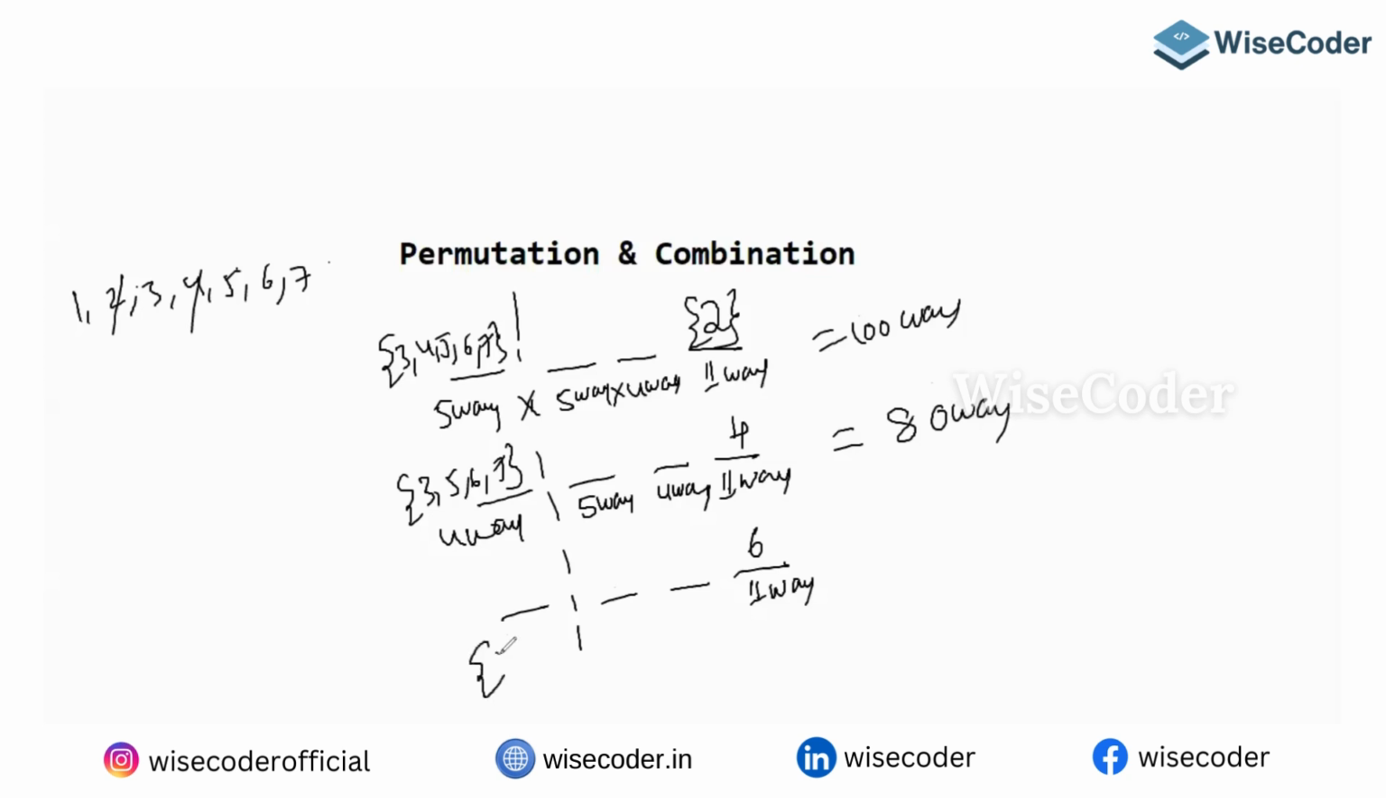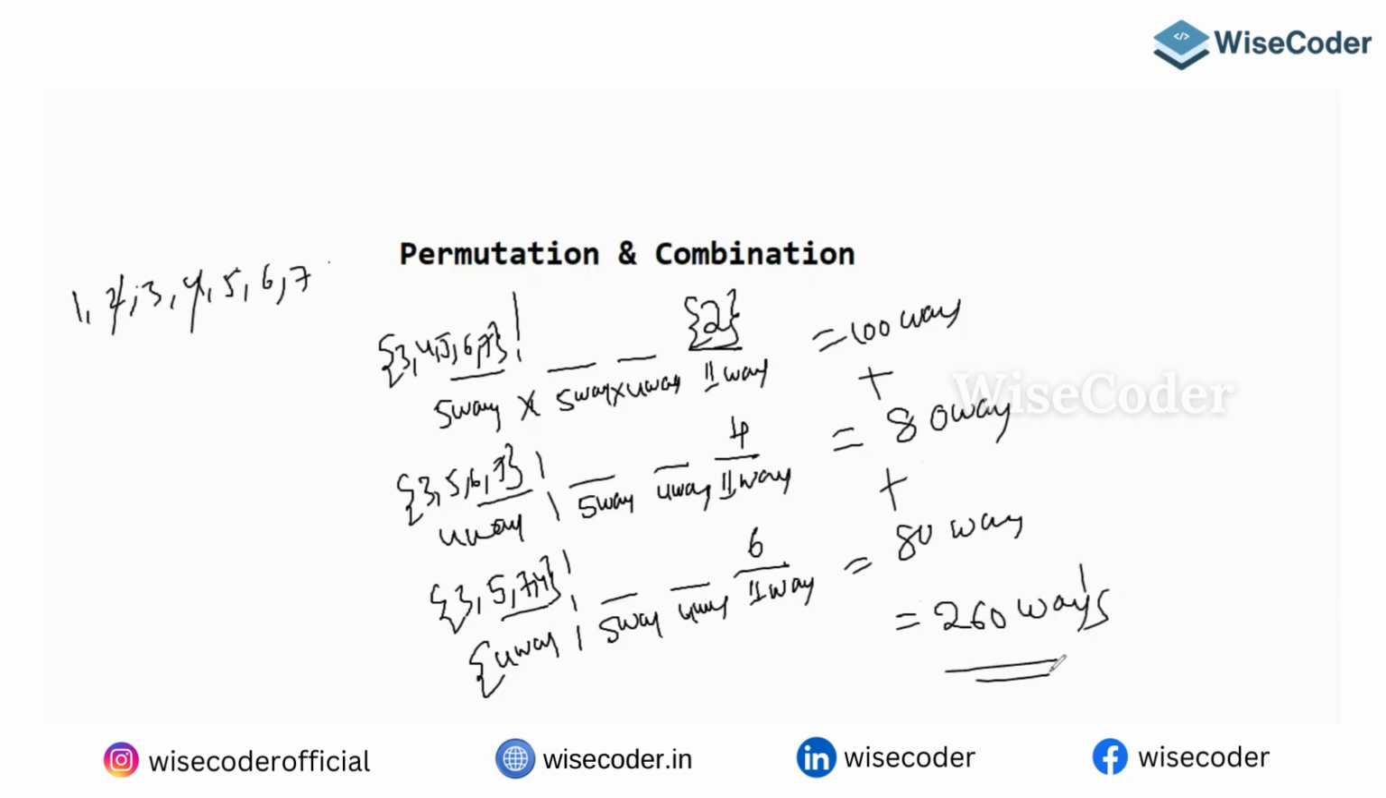Here also this number is 4 ways. What are they? 3, 5, 7, 4. So this is 5 ways, this is again 4 ways. 5 fours are 20, 20 into 4, 80 ways. So total you can say 180 plus 80, that will give you total 260 ways. That's how you can end your answer. Total 260 ways you can get your answer.